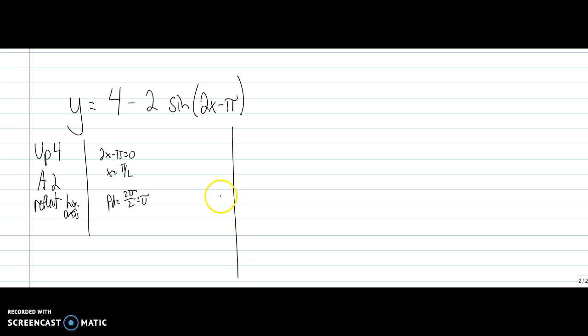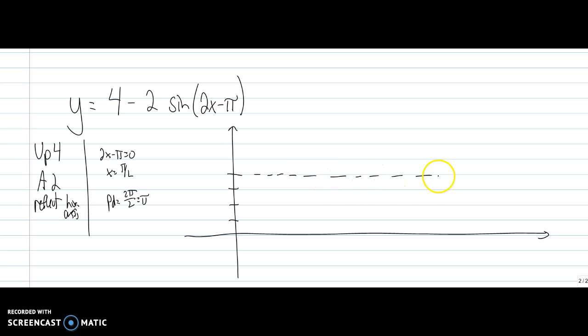As far as graphing this goes, I know the whole thing is going to be shifting up, so I'm going to leave a lot of space above this initial axis. Up 1, 2, 3, 4. So here is our new line of equilibrium, or midline. The amplitude is 2, so it has a maximum height of 6, a minimum height of 2.